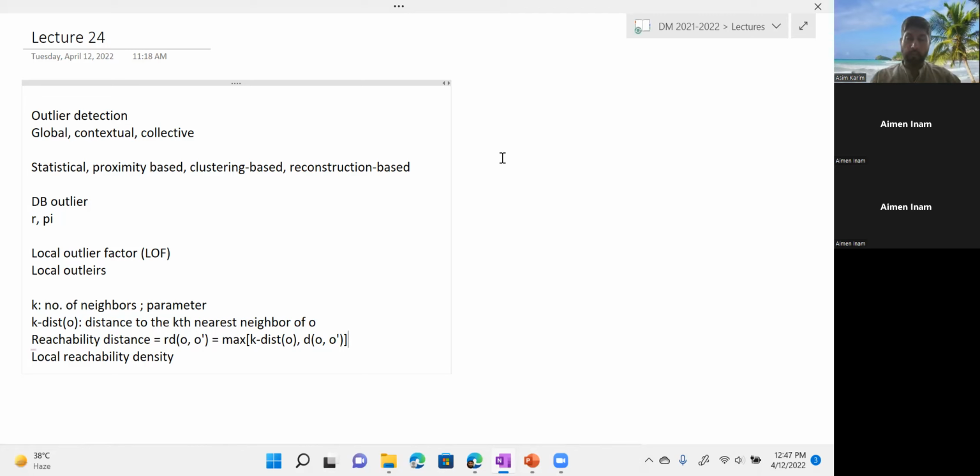So in other words, if O prime lies within the neighborhood of O, then the reachability distance is actually the neighborhood distance. Otherwise, it's the actual distance between the 2 points, जो भी maximum है. If O prime is outside the neighborhood, so it's the actual distance.